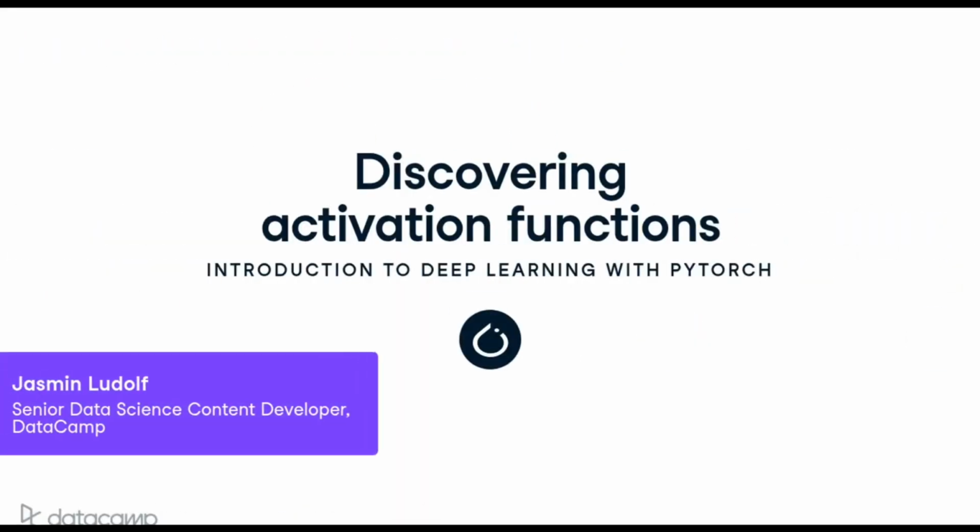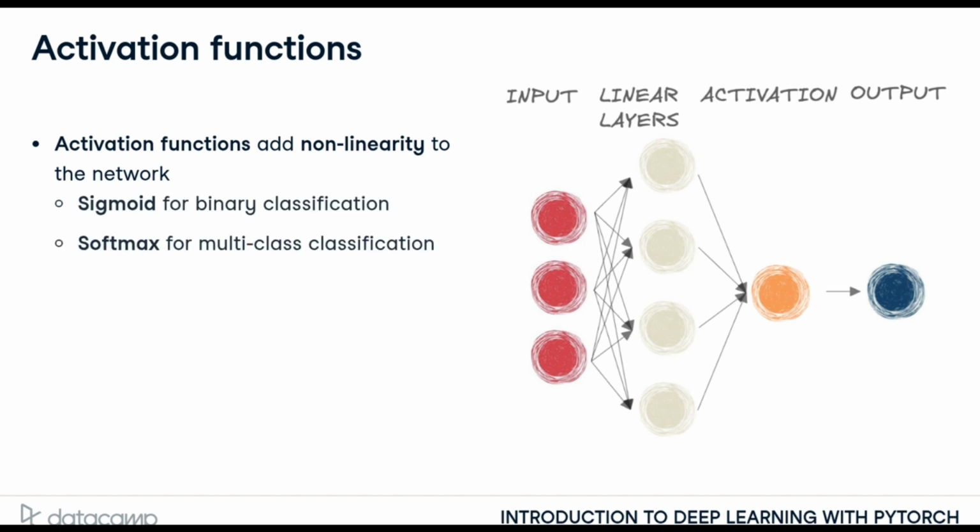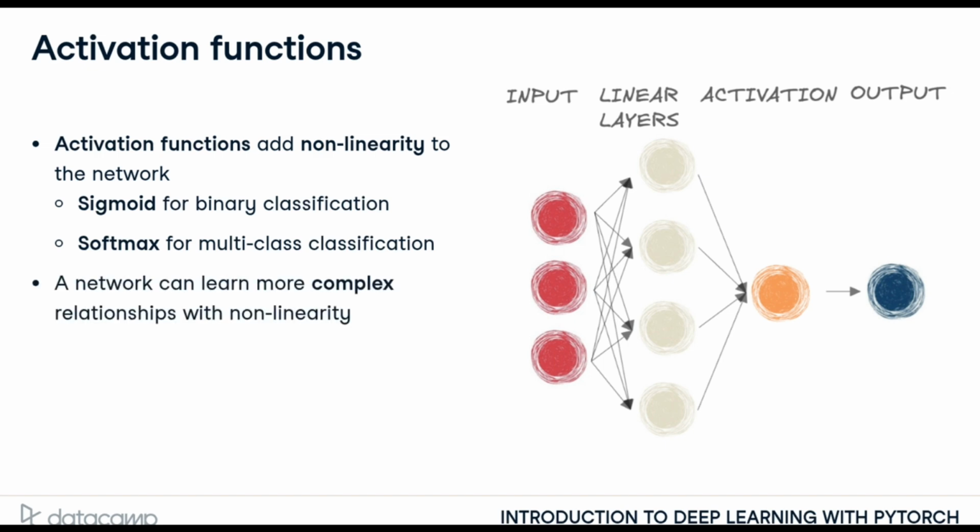Welcome back! So far, we have seen neural networks made only of linear layers. We can add nonlinearity to our models using activation functions. We'll discuss 2 activation functions: Sigmoid for binary classification and Softmax for multi-class classification. This nonlinearity allows networks to learn more complex interactions between inputs and targets than only linear relationships. We'll call the output of the last linear layer the pre-activation output, which will pass to activation functions to obtain the transformed output.